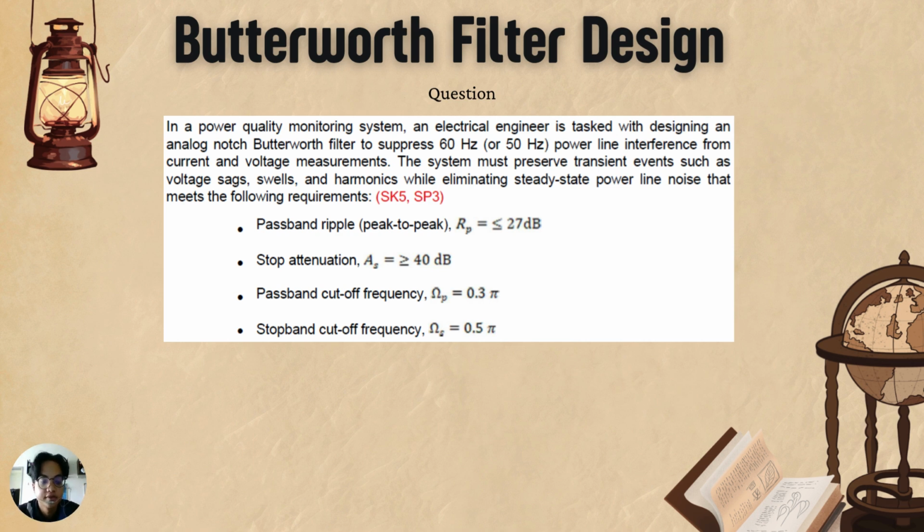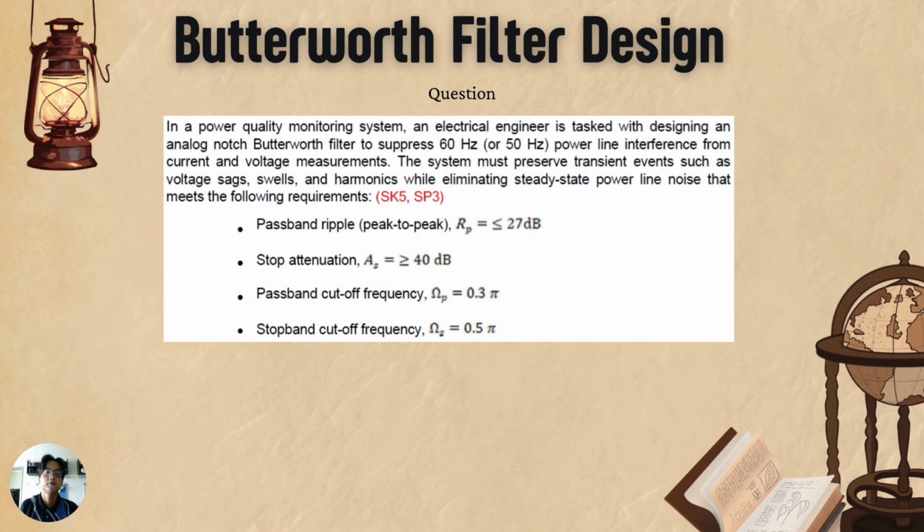Next up, we design the Butterworth filter. For the question, in power quality, we have to design an analog notch Butterworth filter to suppress 60 Hz or 50 Hz, where 50 Hz is the standard in Malaysia, for power line interference from current and voltage measurements. The system must preserve transient events such as voltage swells and harmonics. The requirements are passband ripple must be below 27 dB.